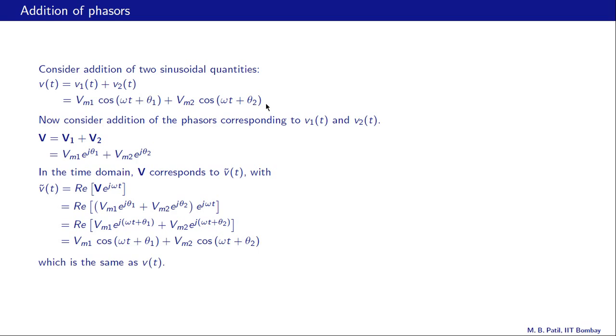Alright, now what is the conclusion? The conclusion is that if we have two sinusoidally varying quantities such as V1 of t and V2 of t here, we can obtain their sum by either directly adding them, or we can add the corresponding phasors like here, and then from the resulting phasor V here we can obtain the time domain quantity like that.